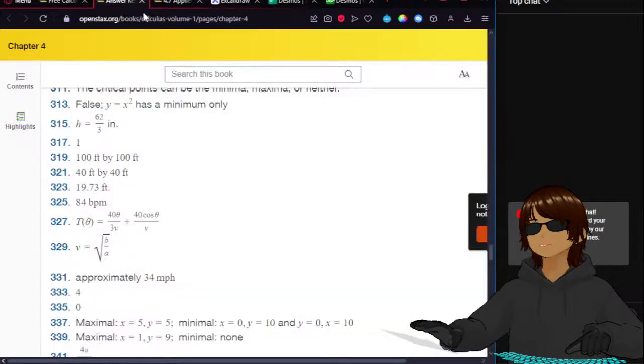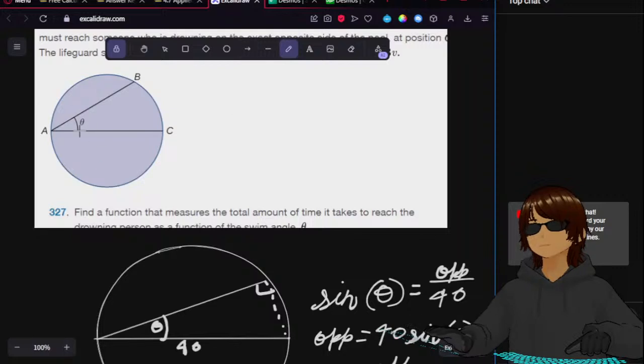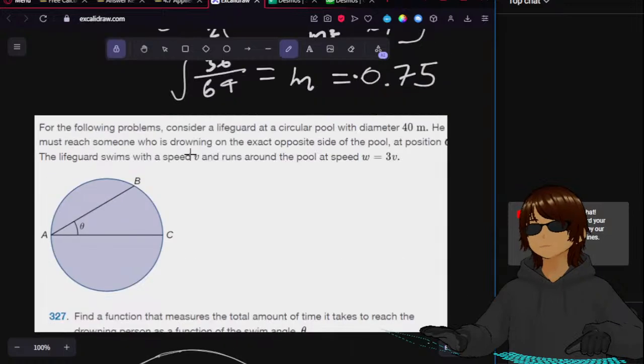I don't understand what they're doing. Pi is in radians, right? So radians is how much of the radii you cover. Wait, is the lifeguard at position C or at position A? He must reach someone who's drowning on the exact opposite side of the pool at position C.